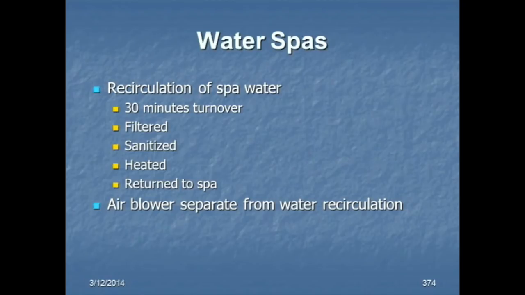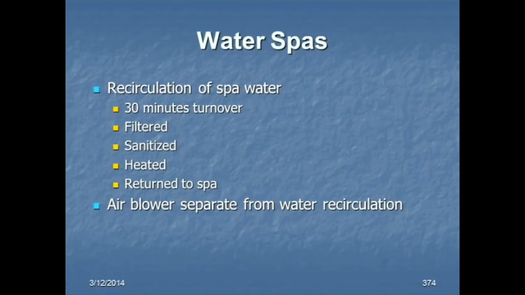Sanitized, making sure that if there is any stuff that gets into a spa, which people get in them, their body temperature, it's 103, 104 degrees. You're going to sweat. A lot of organic material is getting introduced. The water's then heated, returned back into the spa. You need a separate blower system set up for the air blower to recirculate that water throughout the facility.